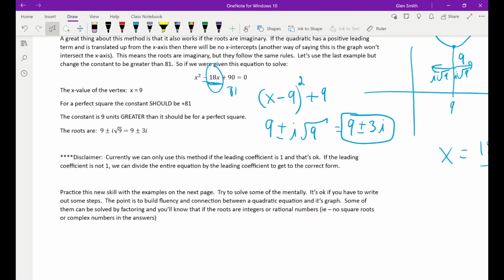Okay. So we're going to do a bunch of examples here. I'm going to go to Desmos, though, real quick and just show you what's happening graphically so you can see this.